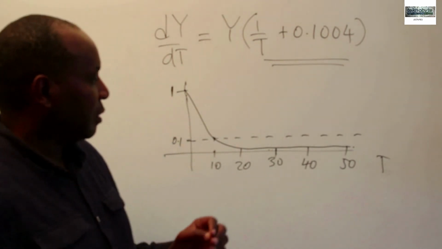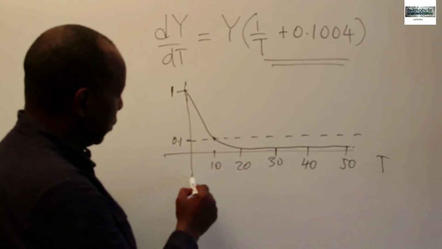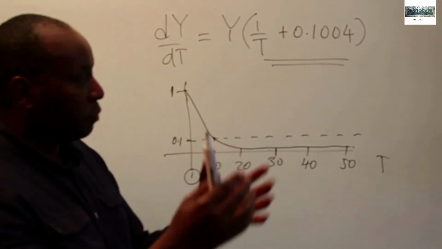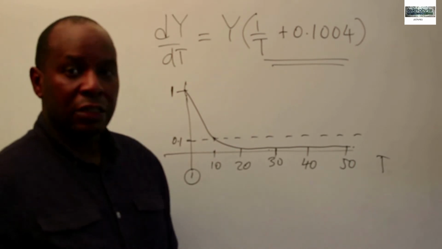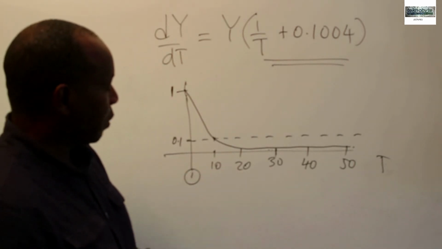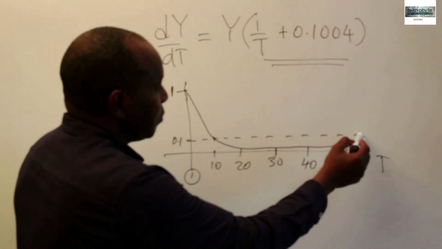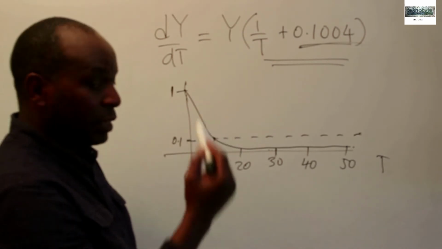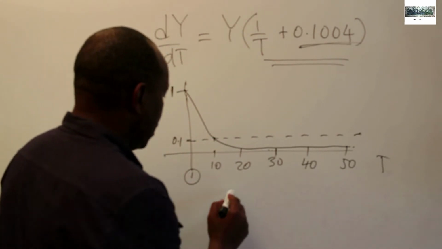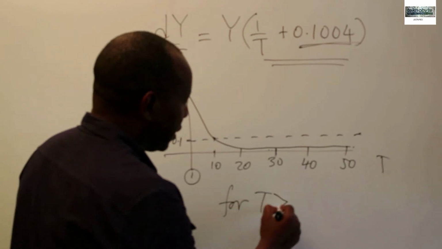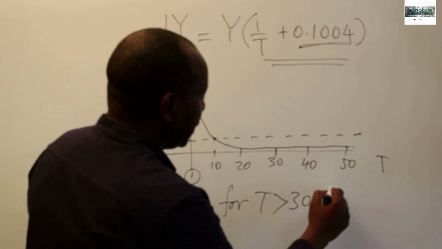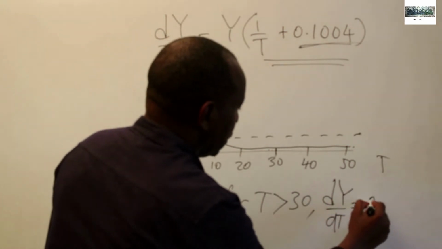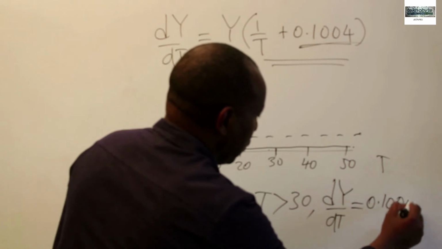So you can see that initially when you start counting, this is day 1, then this factor is more predominant in determining the increase of the cases. But as you move along, the term that becomes more dominant is this 0.1004. In fact, we can see that for t greater than, let's say, 30, we can take the rate of increase dy over dt to be equal to 0.1004 y.